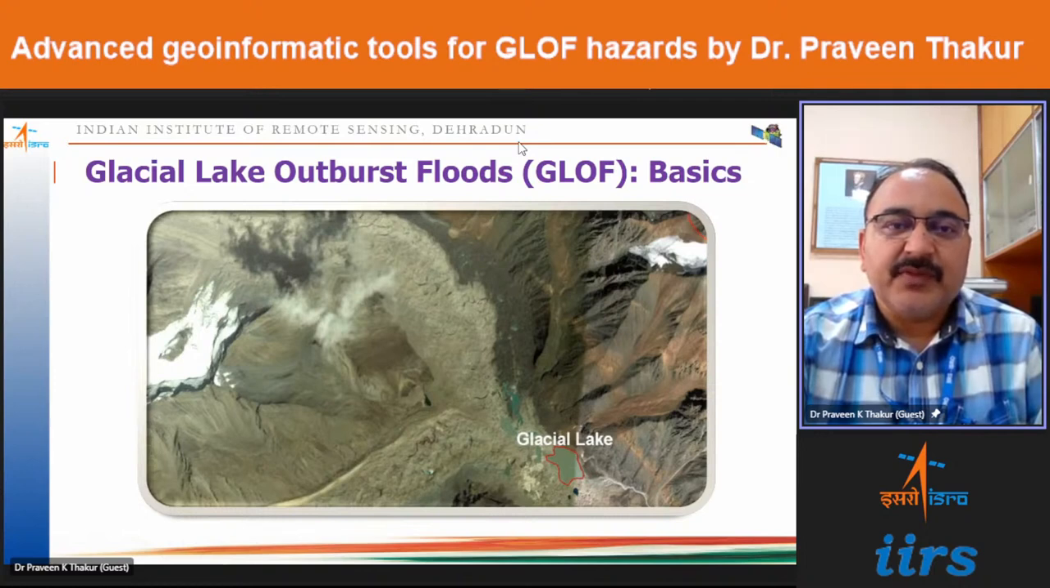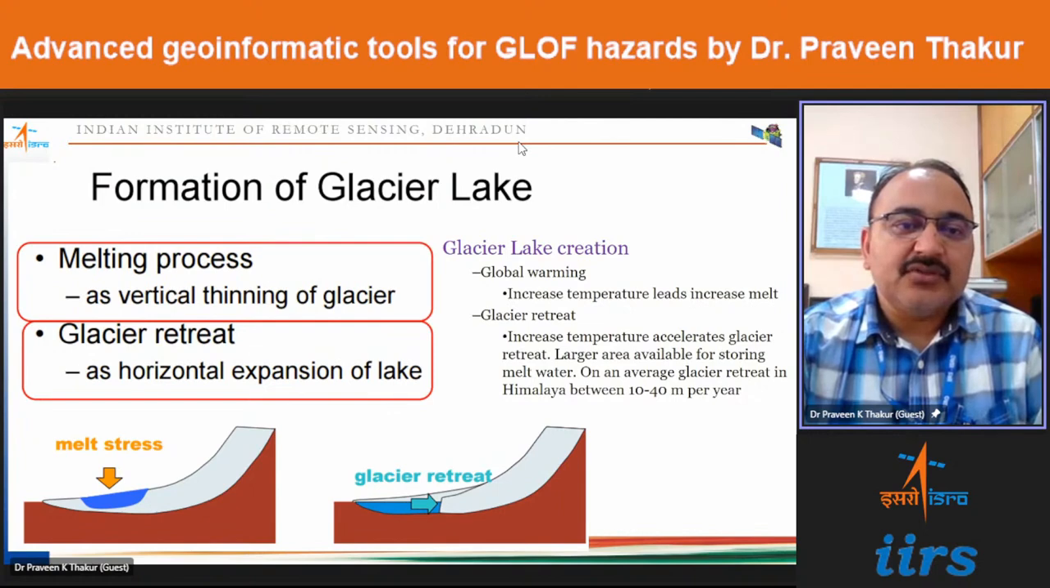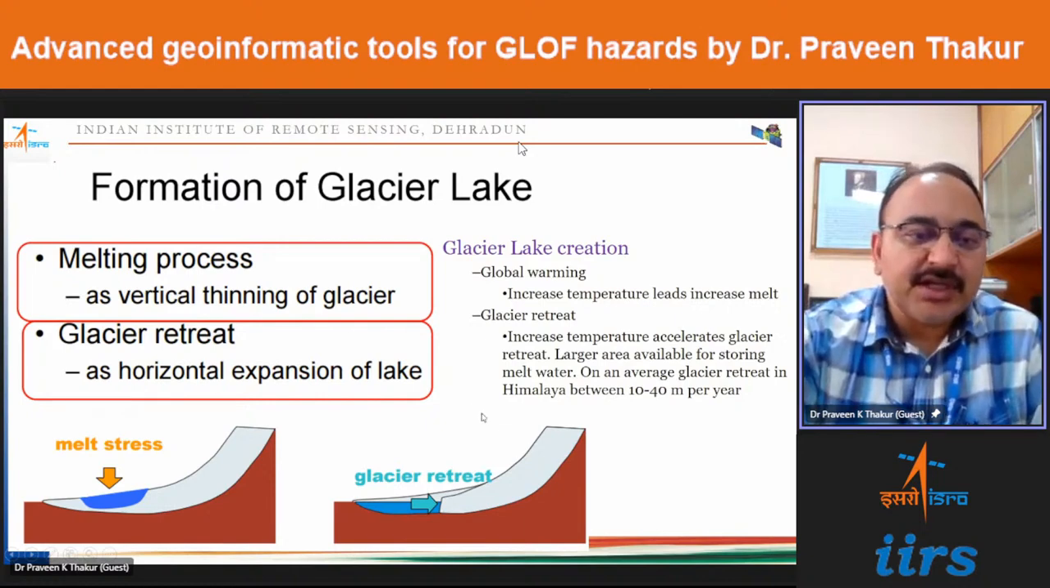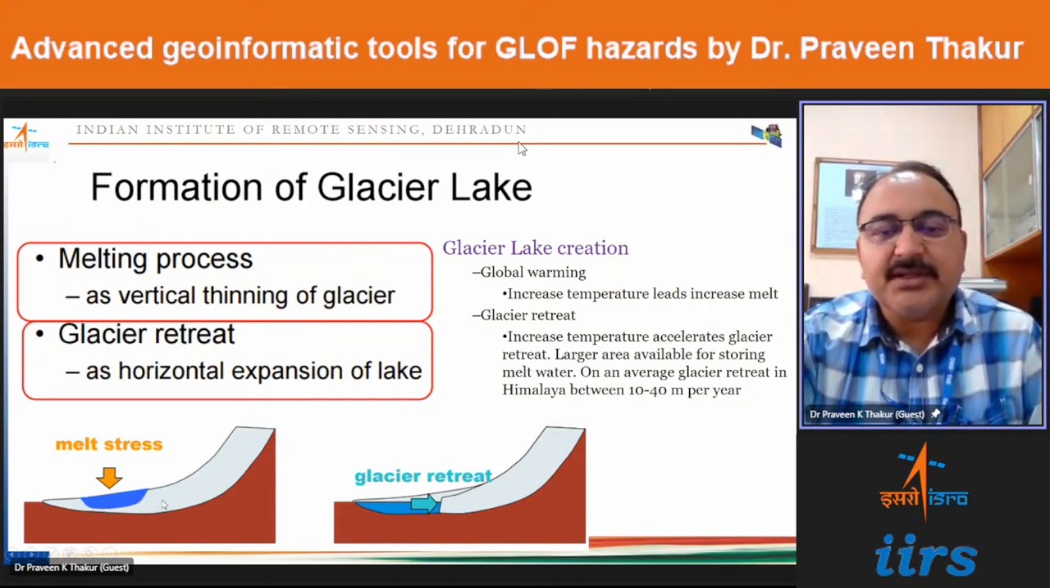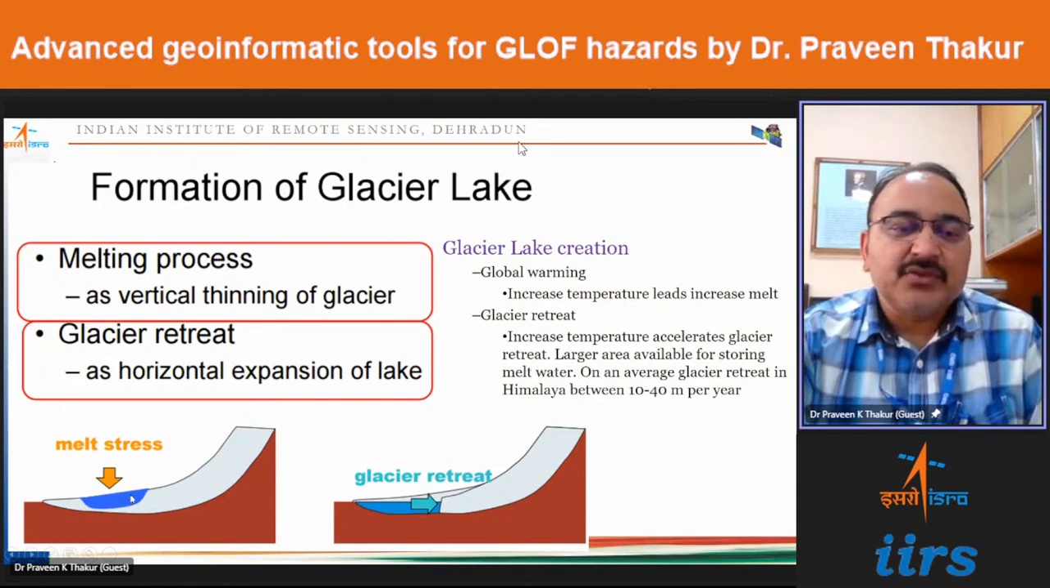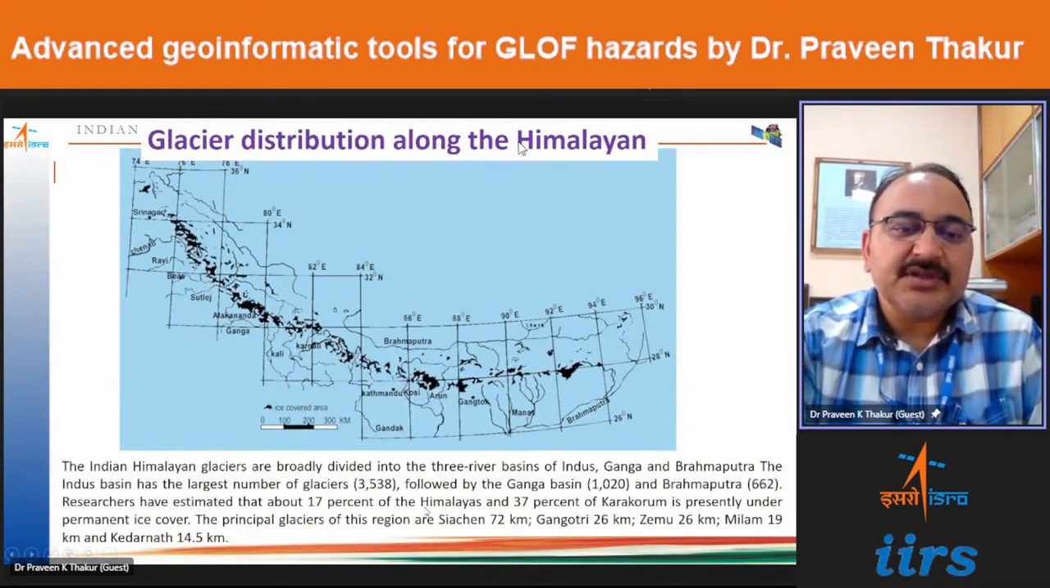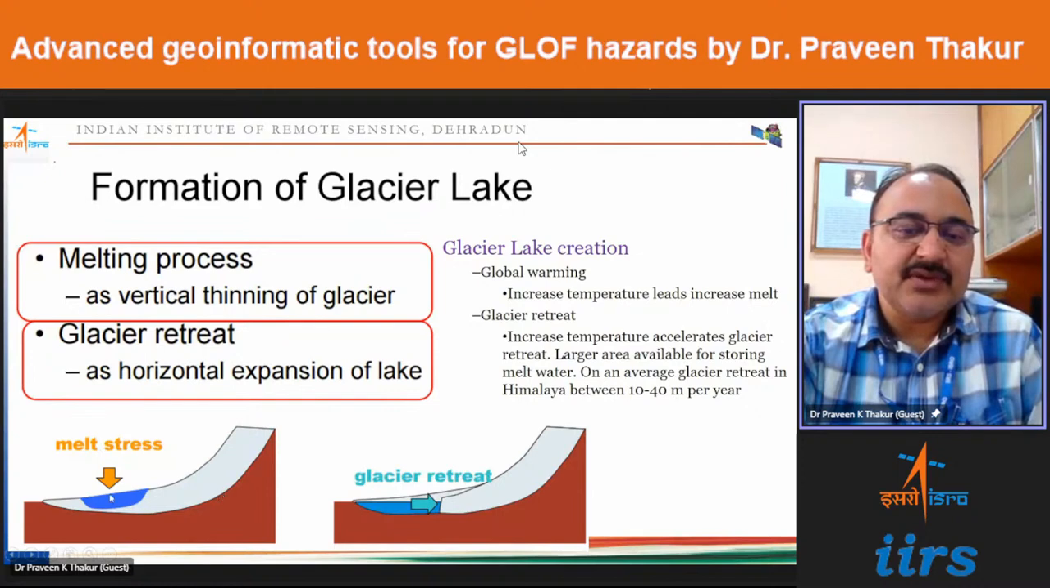Before we move further, here is an overview of the basics of glacial lakes and glacial lake outburst floods. Due to the melting and thinning of the glaciers and glacier retreat, the ice vacates the area, and that region is occupied by water. Most of the time this is an end moraine lake, as seen here, and sometimes it is only a side moraine lake, as was the case of Chorabari Lake.